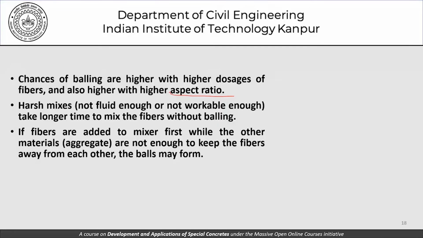If fibers are added to the mixer first, while the other materials are not enough to keep the fibers away from each other, again, balls may form. So the order of adding the ingredients is also a crucial parameter when we are trying to ensure proper distribution of fibers throughout the concrete matrix.